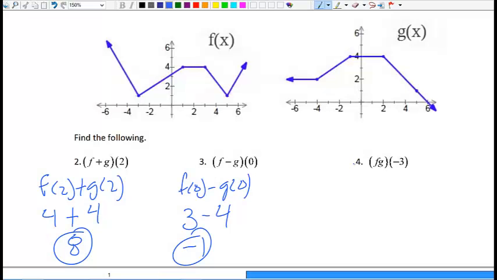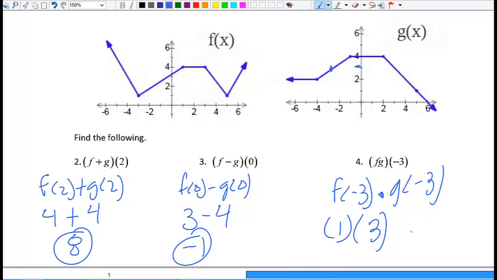And then lastly, looking at the product here, I want f of negative 3 times g of negative 3. I'm going to go over into the f graph, and when x equals negative 3, y happens to be 1. And when x is negative 3 in g, and again, this is an estimate, I'm looking at this point right here, and it looks like it's 3. So 1 times 3 gives us 3.